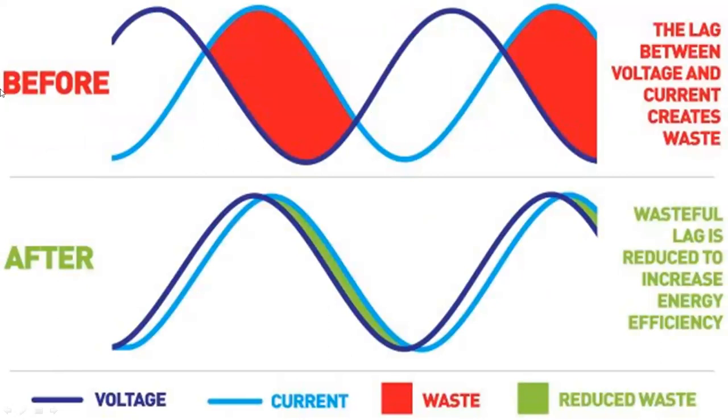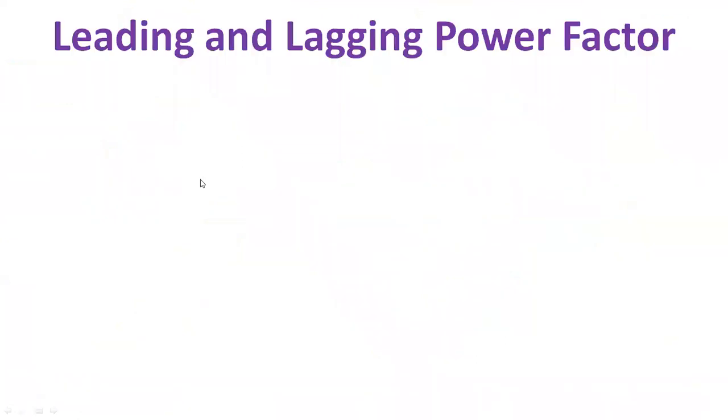If you see before and after, this one is voltage and the light blue is current, the red is waste and green is reduced waste. You will see before correction, the lag between voltage and current creates waste, whereas after correction, the lag is very much less. The wasteful lag is reduced to increase the energy efficiency. This is the analogy of what we do for power factor correction.